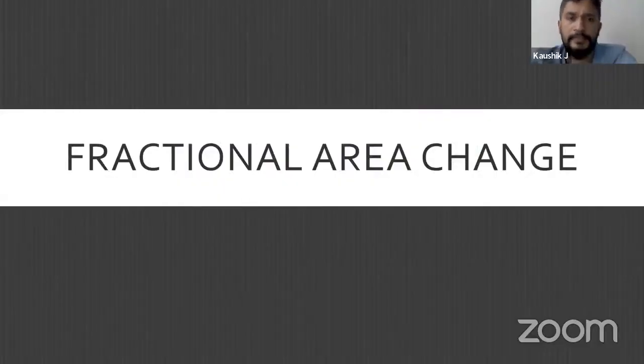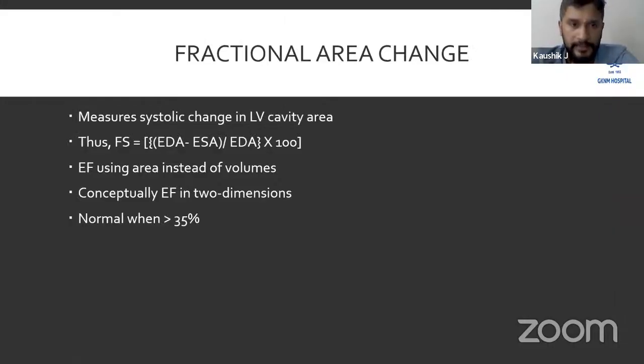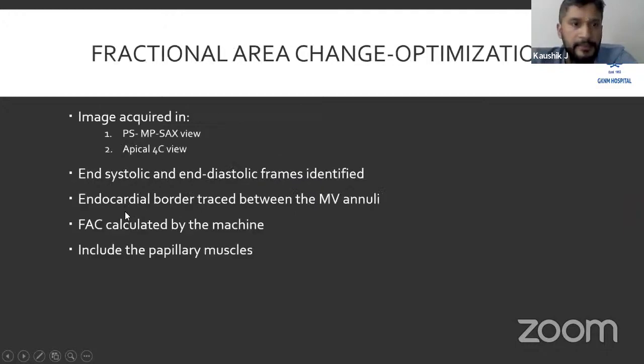Next, we come down to fractional area change. Like we discussed, fractional shortening is a change in diameter. Fractional area change is a change in your LV cavity area. So it is ejection fraction in 2 dimensions, and the normal value would be when it is more than 35%. So how do you optimize these images? We shall be going through the steps of obtaining this fractional area change over the next few slides.